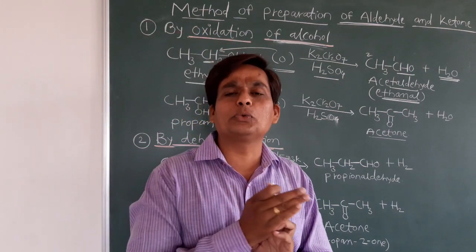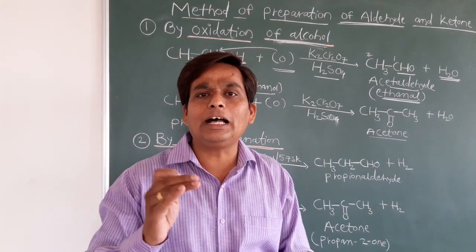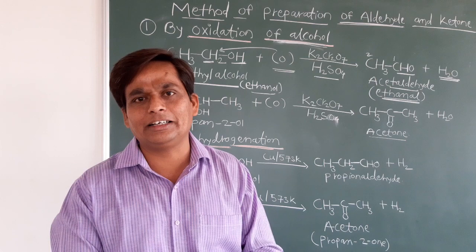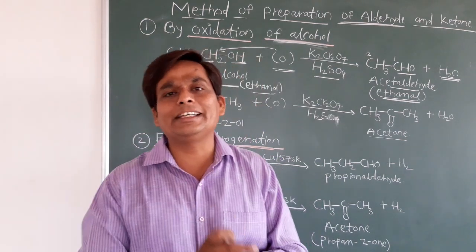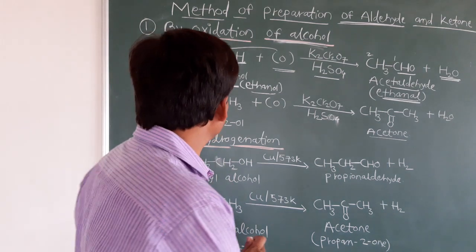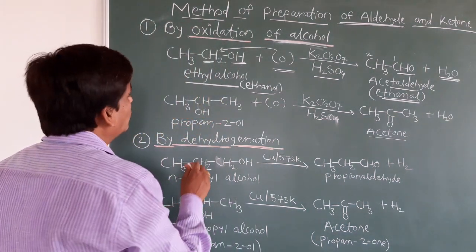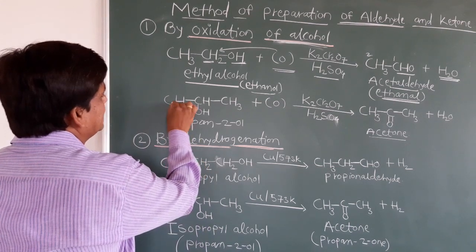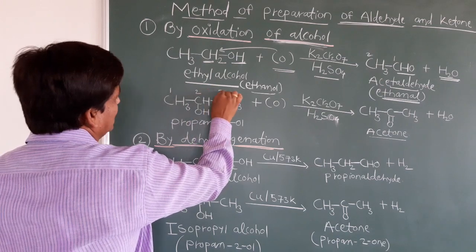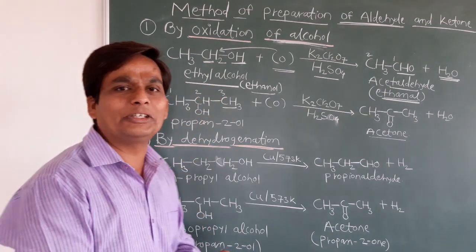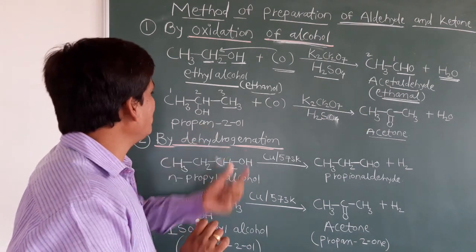One thing you remember students, whenever a primary alcohol undergoes oxidation, we always get the aldehyde. Remember, and when a secondary alcohol undergoes oxidation, we always get the ketones. See the example of a secondary alcohol. Here I have taken propan-2-ol, CH3CHOHCH3. Three carbons are there, and on the second carbon a hydroxy group is there, which is the functional group of alcohol. So you can say it is propan-2-ol.